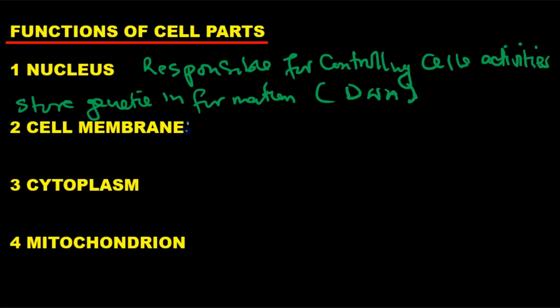Let us now look at the cell membrane. So the cell membrane, in terms of makeup, is made up of lipids and proteins. Okay? So in case you are asked the question, what is the makeup of the cell membrane? The cell membrane is made up of lipids and proteins. And the function is just to control the entry and the exit of the materials. It's selectively permeable.